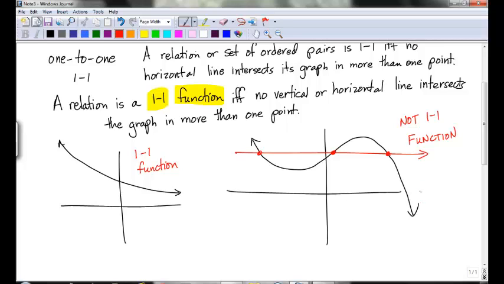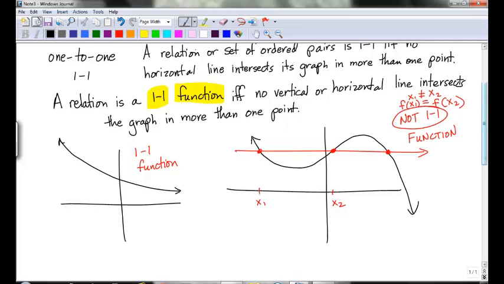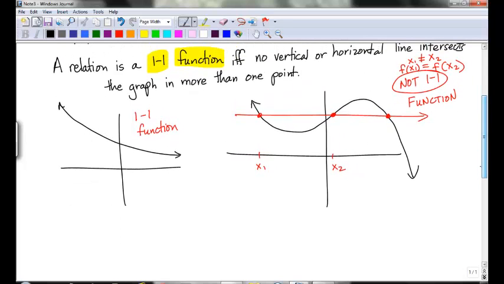For not one-to-one, this part means if I have two different x values that are not equal, the y values are equal. So if I pick, like, say this is x sub 1 and this is x sub 2, the x values are not equal, but the y values are equal. So my f of x sub 1 does equal my f of x sub 2. That's actually the algebraic definition of one-to-one. Main thing is horizontal line test. That's the easiest way to think of it.